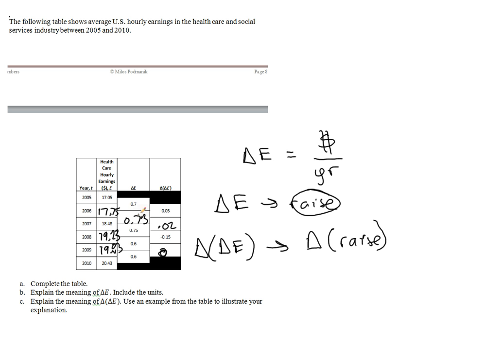Well, from 1 year to the next, there was always a raise, but the raise actually was 3 cents higher than the raise from the previous year. In this case, the raise from 07 to 08 was 75 cents, but from 08 to 09 the raise was only 60 cents. So the amount of the raise was 15 cents less.